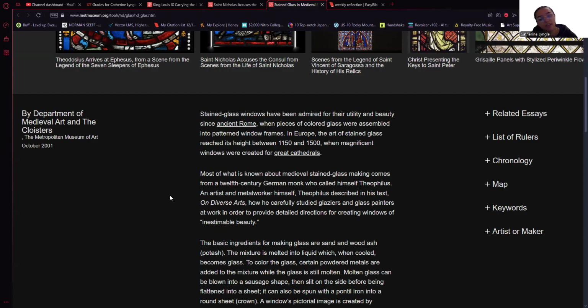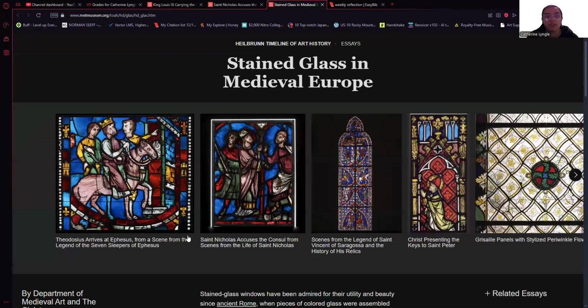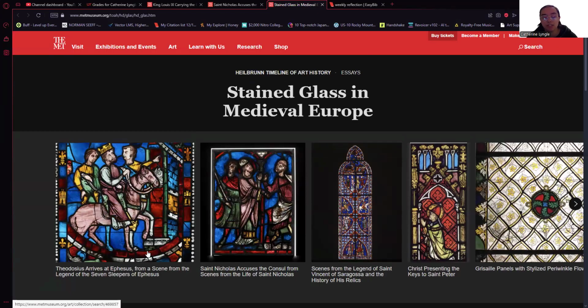The most well-known medieval stained glass making came from a 12th century German monk who called himself Theophilus. The main purpose of these stained glass windows, as we see in some of the examples up here, was to depict the main storylines of whatever your religion was, as pieces of lessons for people to see. This was a way to be both artistic and very informative and visual, as it was one way a lot of people were able to understand religion more easily compared to the priests or monks, who had a lot more education and were able to read, whereas around that time it was not common for people to have the capability to read.